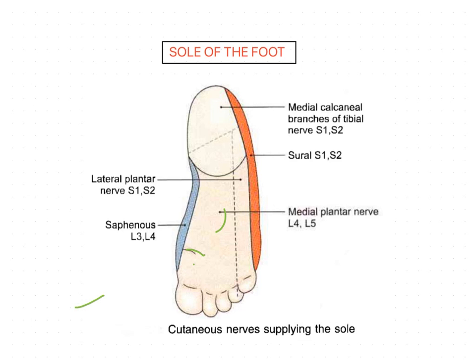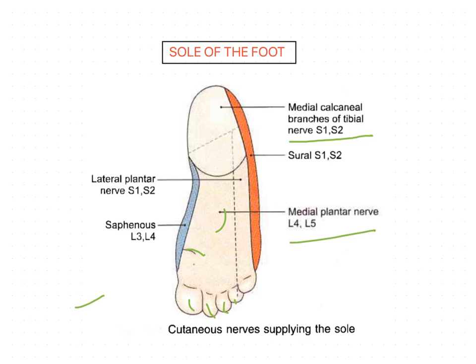The skin is mainly supplied by three cutaneous nerves. One is the medial calcaneal branches of the tibial nerve, which has the root value of S1 and S2. Then the branches from the medial plantar nerve supply the larger anteromedial portion, including the medial 3.5 digits.